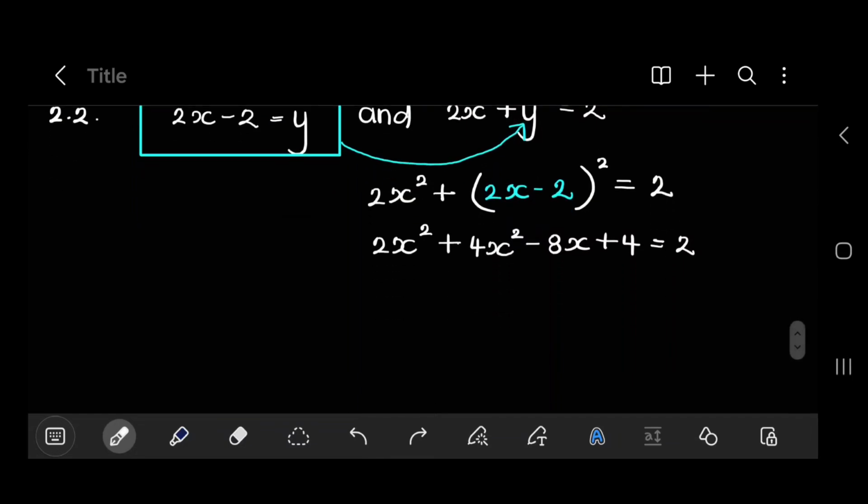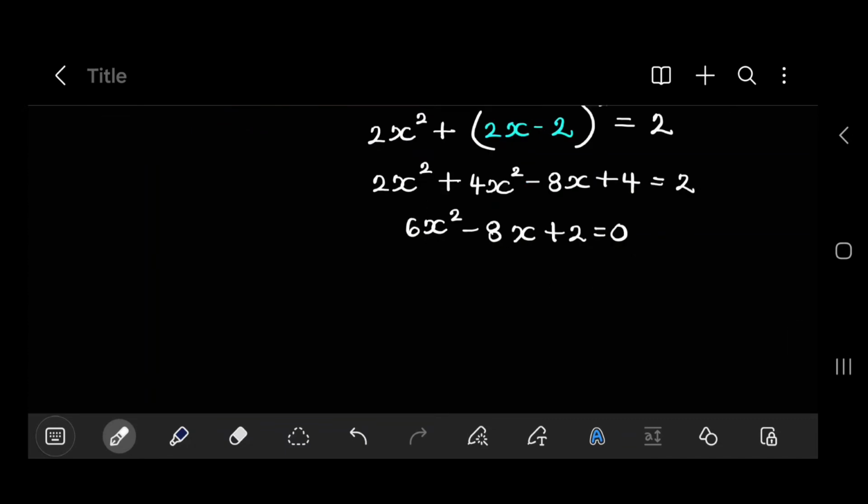Now let's simplify. Let's get everything over to the left. We have 2x squared plus 4x squared. That's going to be 6x squared. Then we've got a minus 8x. Let's take the 2 over to the left. It is going to subtract. 4 minus 2 is 2.